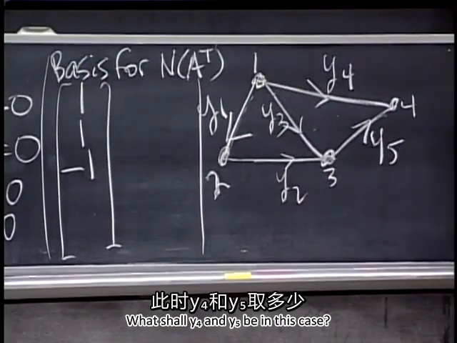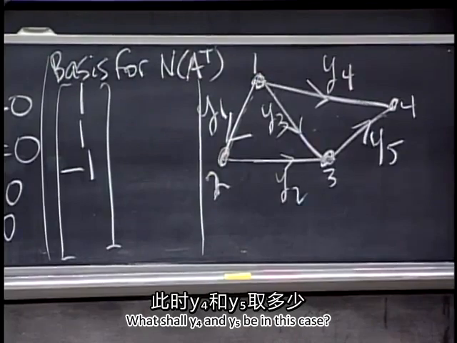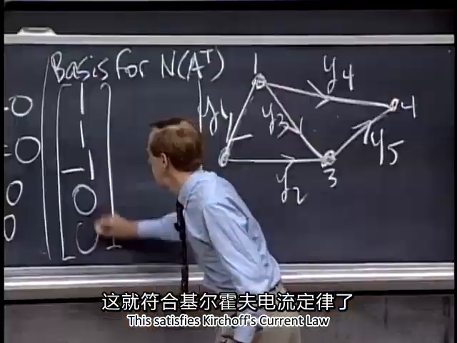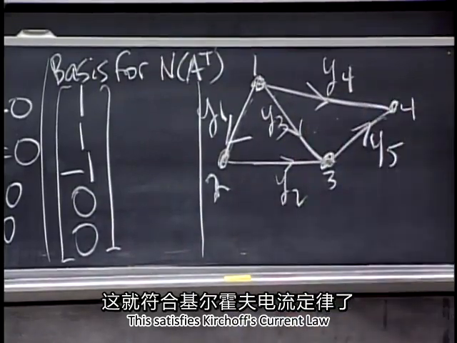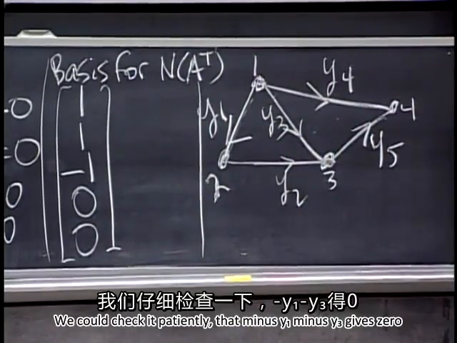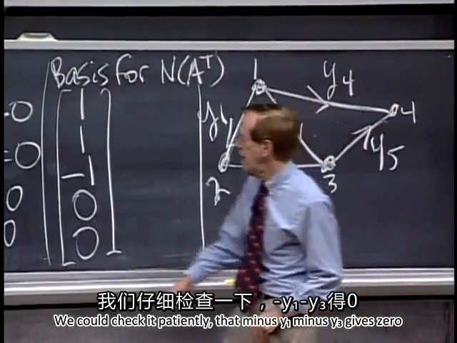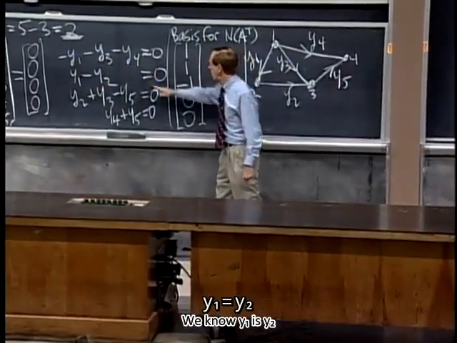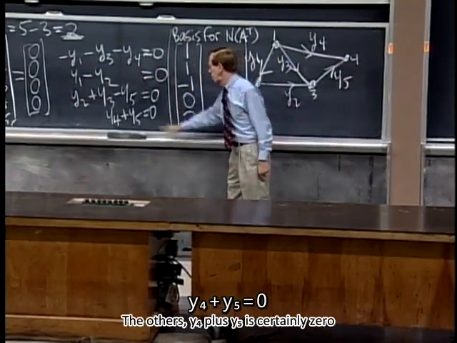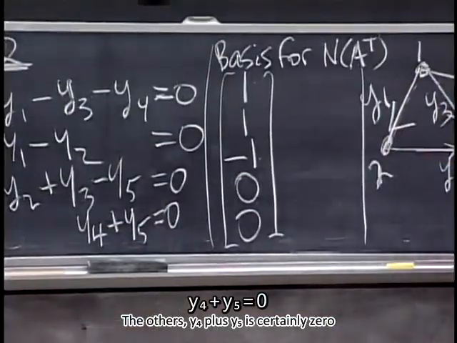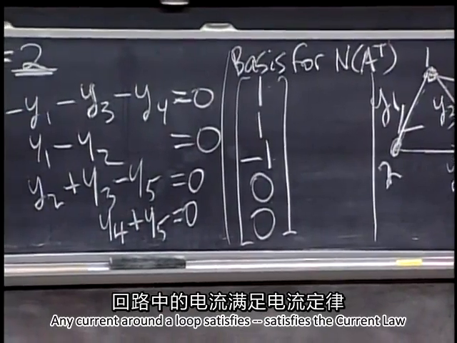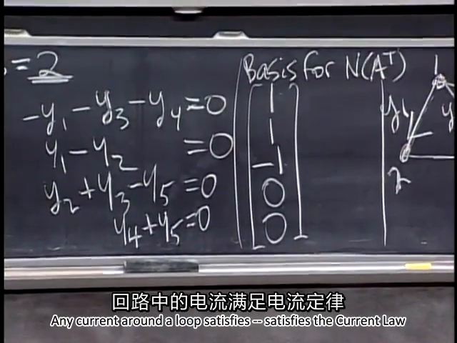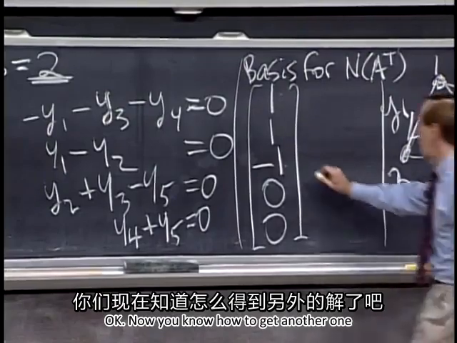What shall Y4 and Y5 be in this case? We could take them to be 0. This satisfies Kirchhoff's current law. We could check it patiently, that minus Y1 minus Y3 gives 0. We know Y1 is Y2. The other is Y4 plus Y5, which is certainly 0. Any current around a loop satisfies the current law. Okay, now you know how to get another one.